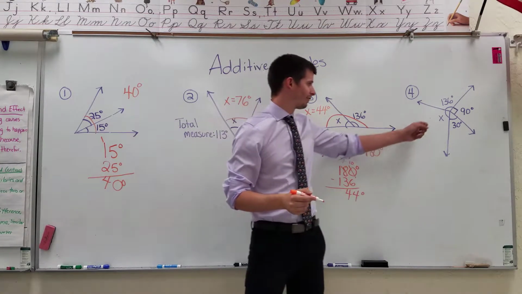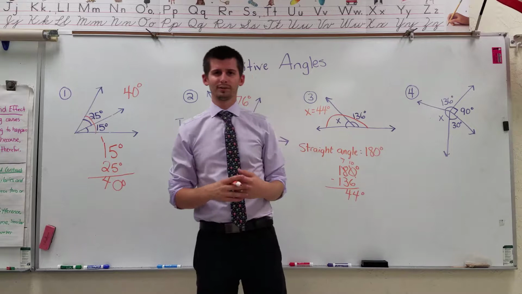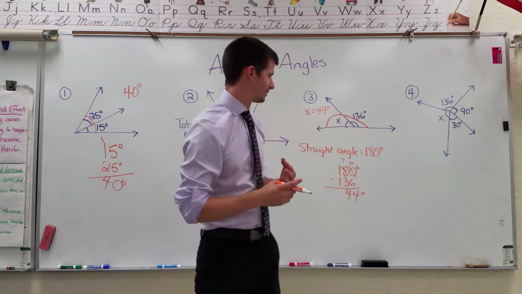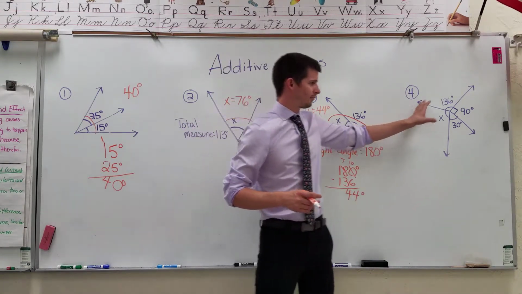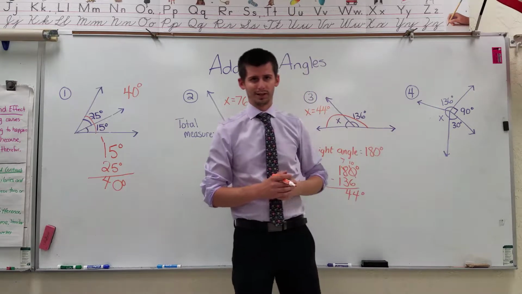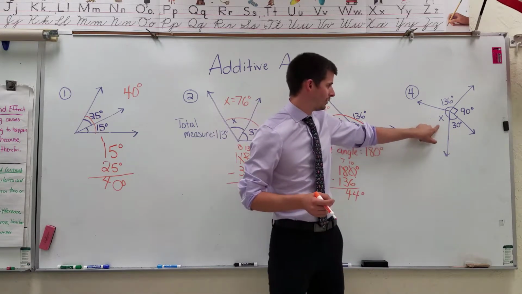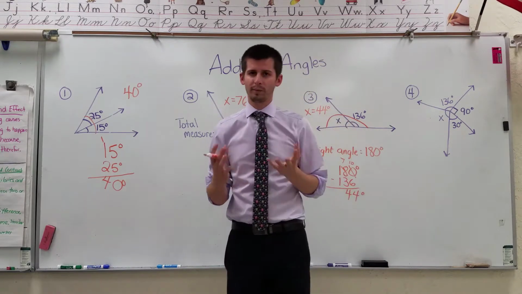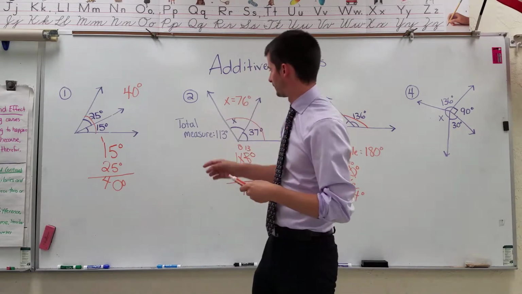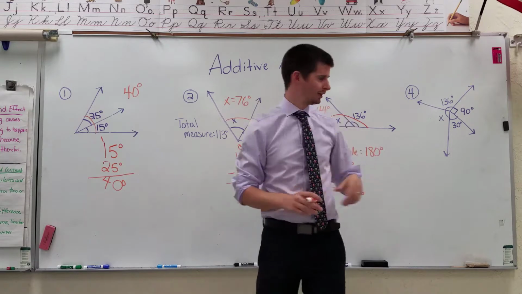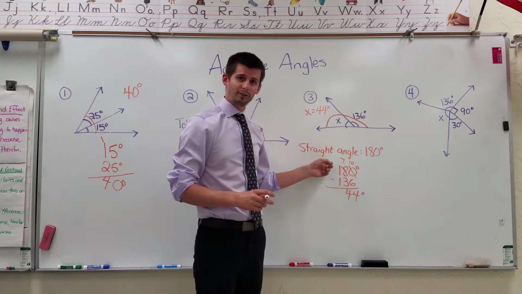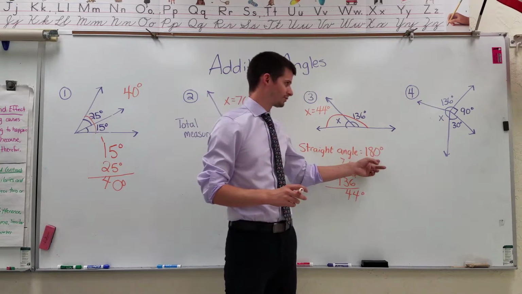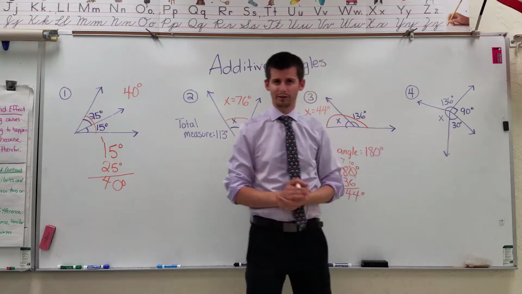Right, now I'm on my last one, and this one is going to be the most challenging for students. So we have 4 different angles all put together, and I'm trying to figure out this one here. A lot of students don't even know where to begin, because we're not giving the total measure like we did in the previous ones. But we know that a straight angle is 180 degrees. So how do we figure out what this one is?